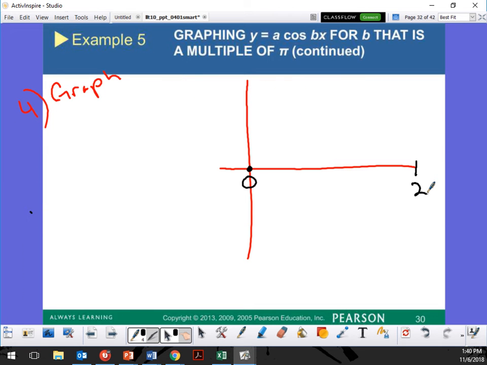So, what was right in the middle? It was 1. Because I'm marking all my parts. These are 1, 2, 3, 4 parts of this. Okay, so my first one is going to be 1/2, 1, and 3/2.